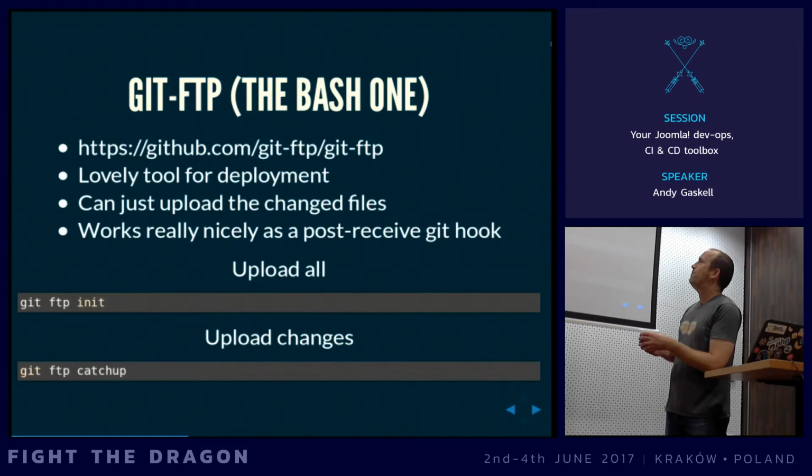But if you use Git FTP catchup, it looks at the files and basically only uploads the files that change. So that works really well. If you have a post-receive, for example, you could put Git FTP catchup in your post-receive Git hook, and that's basically your automated deployment, done in those two steps.